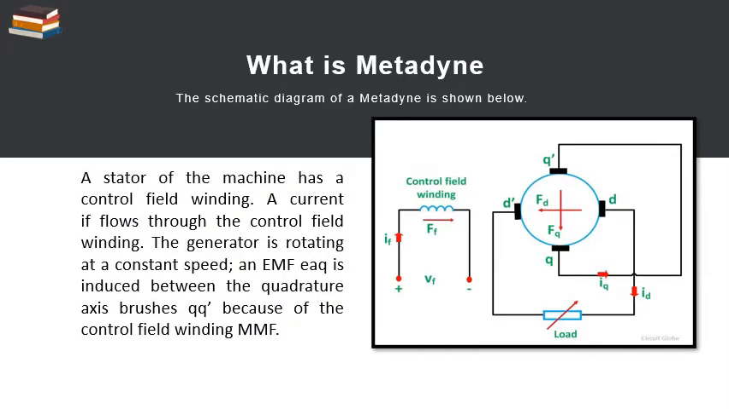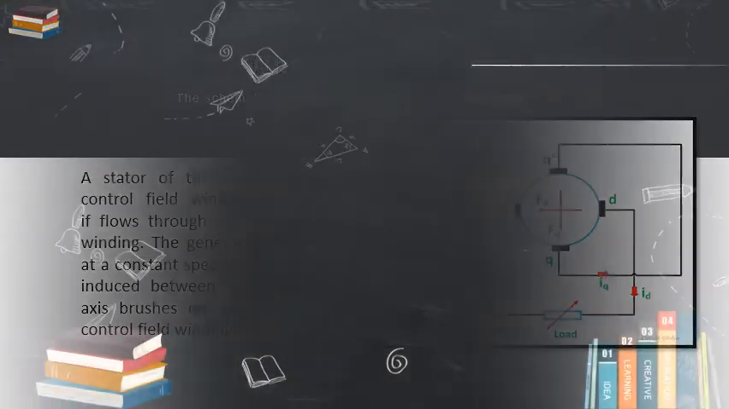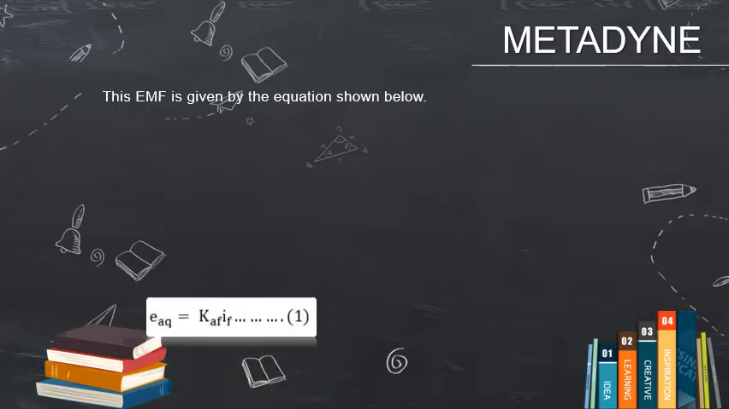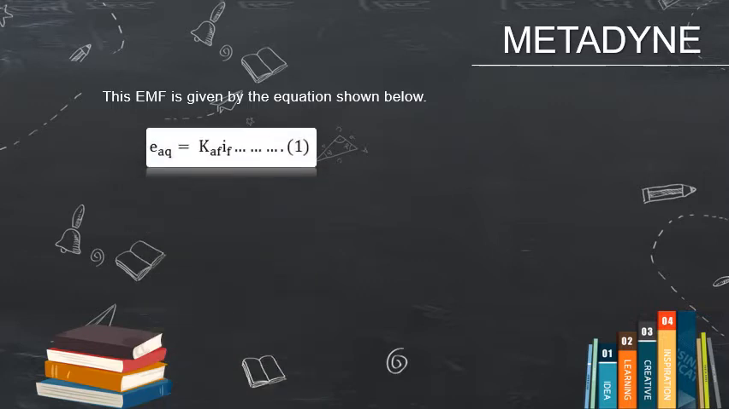Stator of machine has controlled field winding. The current IF flows through the control field winding. The generator is rotating at a constant speed and EMF EAQ is induced between the quadrature axis brushes Q Q dash because of the control field winding MMF. This EMF is given by the equation below. EAQ is equal to KAF into IF, where KAF is a constant and IF is called the field current.